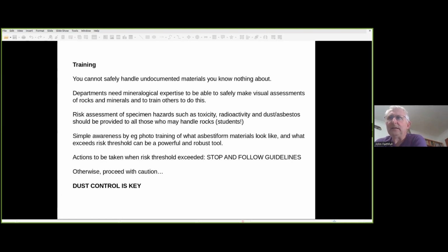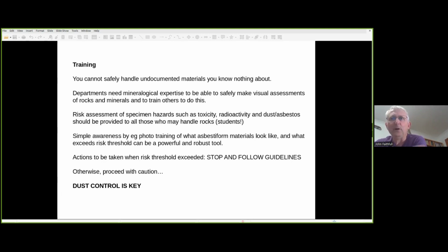And in terms, particularly in the UK, actually using asbestos materials in teaching is very difficult and may well be illegal. There's a degree of clarification needed on that. But photo training of what asbestiform versus not asbestiform amphiboles look like, and where the risk thresholds are, can be, I think, a very powerful and robust tool which you've shown has worked.